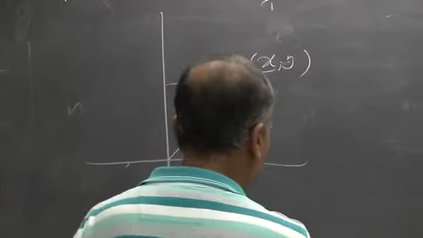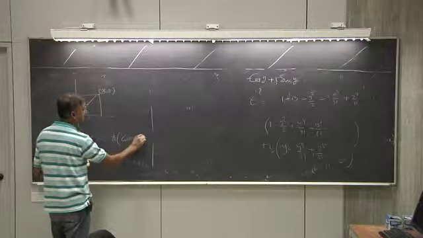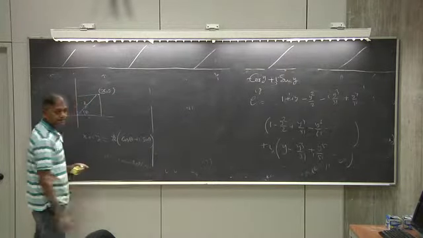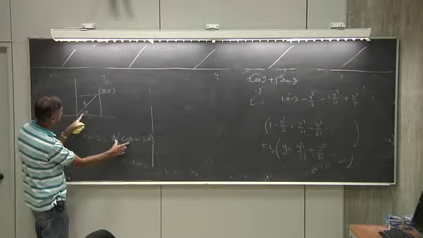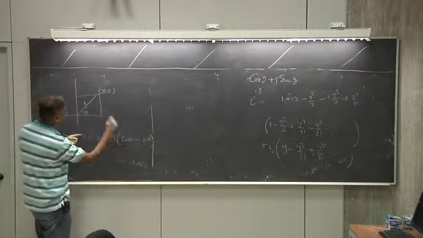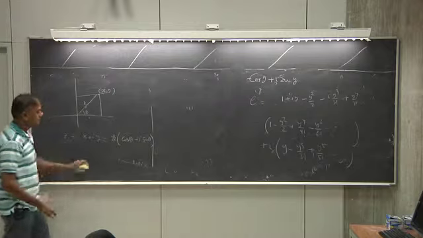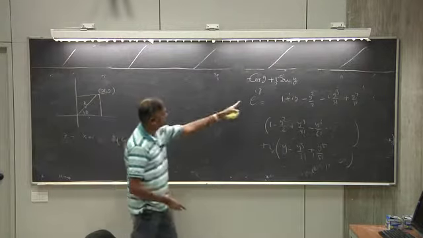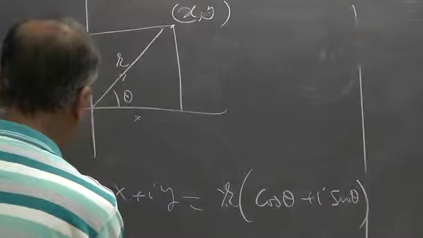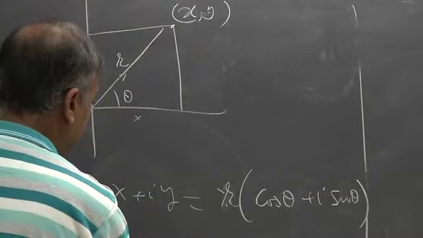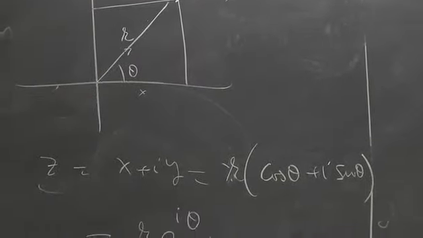So r comes out as a common factor, and you get cosine theta plus i sine theta, right? Because x is r cosine theta, and y is r sine theta. So I just use that. And now use the fact that cosine theta plus i sine theta is e to the i theta. So therefore, in polar coordinates, this z is nothing else but r times e to the i theta.